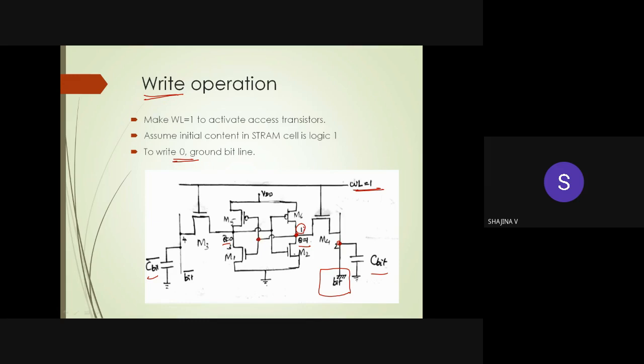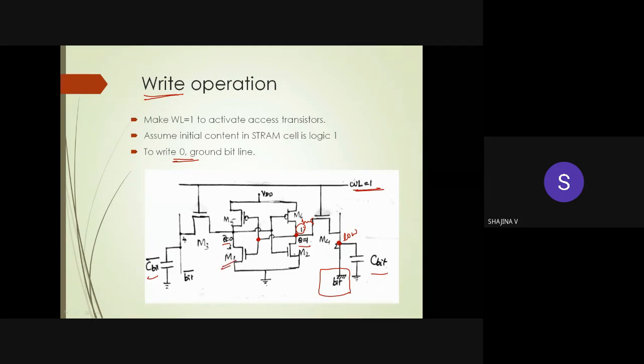So at point 1 the voltage decreases because the initial value is 1. We are connecting the bit line to ground, so at point 2 it is low voltage. So there will be current flow between point 1 and 2. As a result, the potential at point 1, initially at high value, will reduce. This point is connected to the input of this inverter pair. So this voltage decreases and becomes less than the threshold voltage of M1.